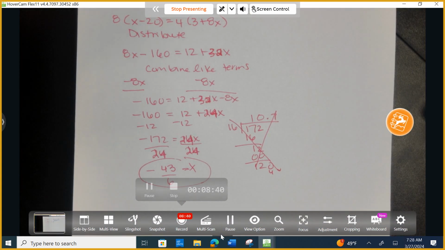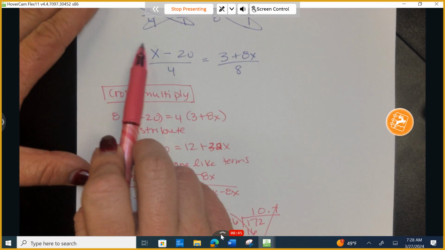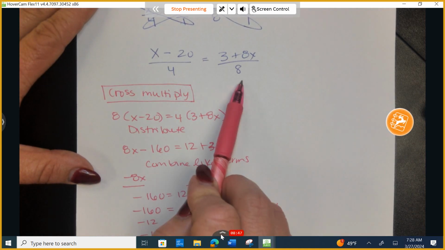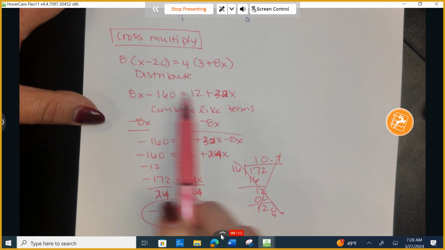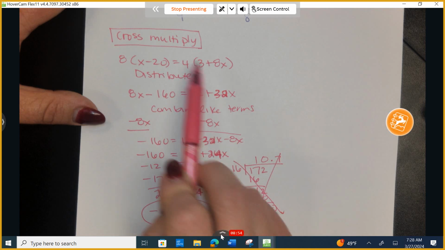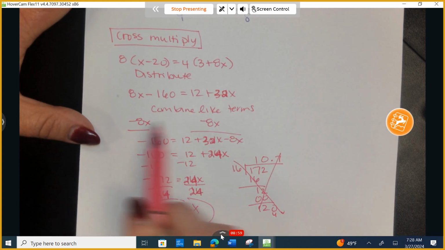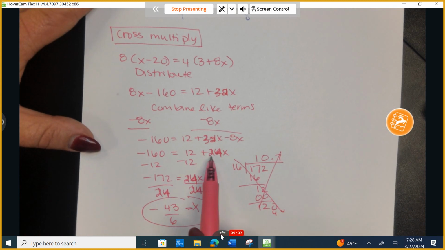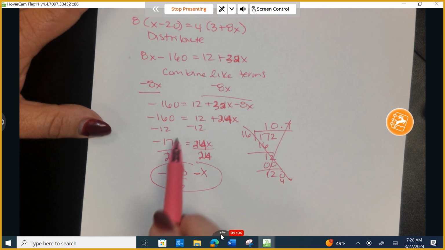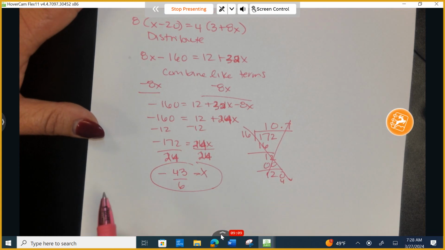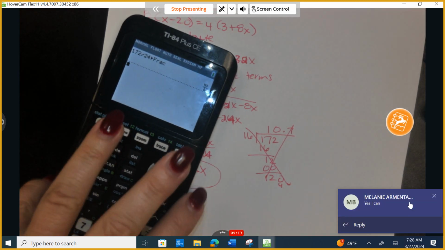All right, Johnny and Mustafa saw that I multiplied wrong here, but I'm going to cross multiply, so I'm taking 8 times this quantity and 4 times this quantity. So distributing to get 8x minus 160 and 12 plus, this is going to be 32x. I put 24, 32x. Okay, so I'm going to subtract 8x over to the right-hand side to end up with 24, subtracting 12. So I'm combining like terms and then isolating the x, and I reduce it to get -43 over 6, and you can see that right here. It reduces down to -43 over 6.